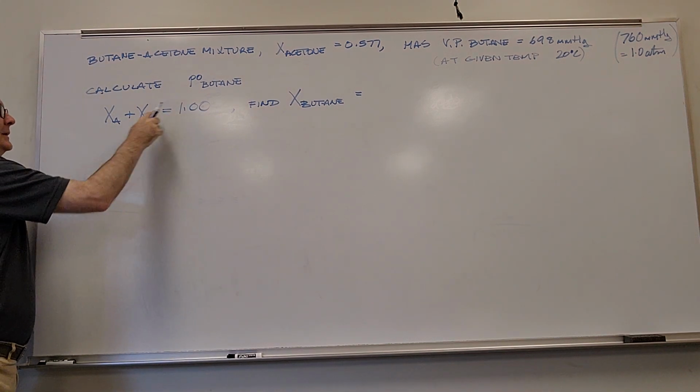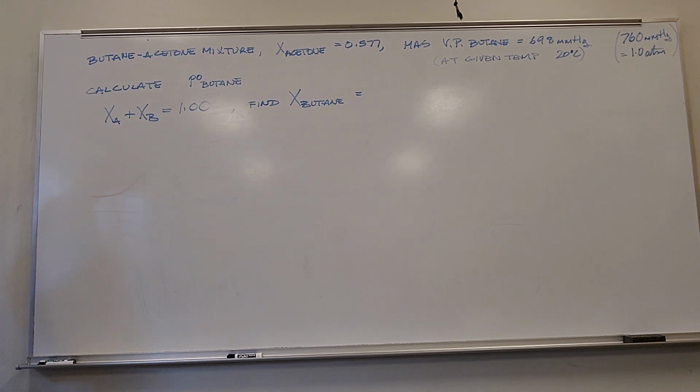So there's my 1. Here's the A and the B. What do I do? Subtract what? 1 minus x. 0.5.